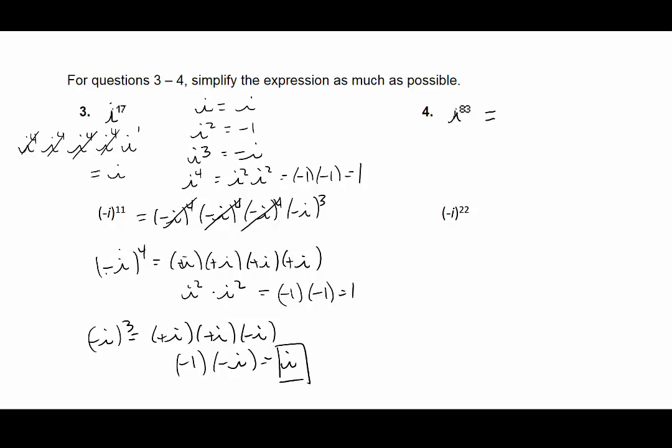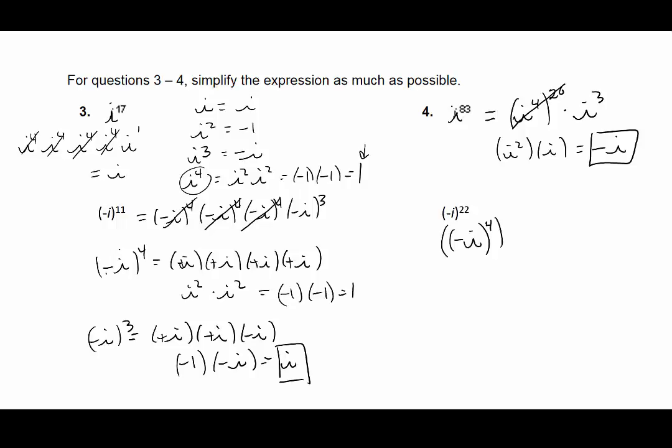Okay, i to the 83rd. So I'm looking for multiples of 4. So I'm going to go i to the 4th to the 20th power times i to the 3rd. So 4 times 20 is 80, plus the 3 is going to be 83. So i to the 4th, we see right here, is positive 1. So those disappear. And i to the 3rd is i squared times i. i squared is negative 1, which gives us negative i.